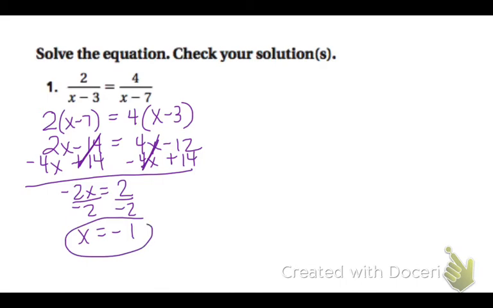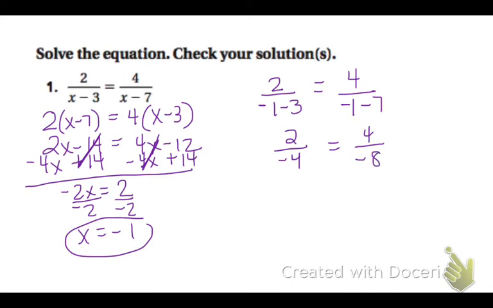Let's see if it's true. 2 over negative 1 minus 3 must be equal to 4 over negative 1 minus 7. So a 2 over a negative 4 has to be equal to 4 over negative 8, and they are both equivalent to a negative 1/2. Again, some of that mental math coming into use. So it's a true statement that x could be equal to negative 1. All right. I will be clearing this out.